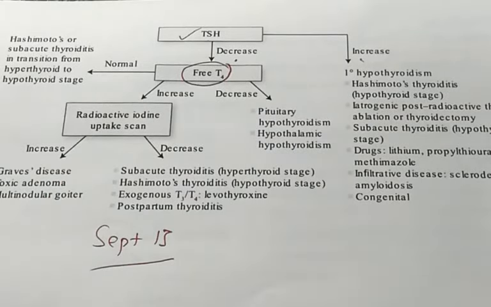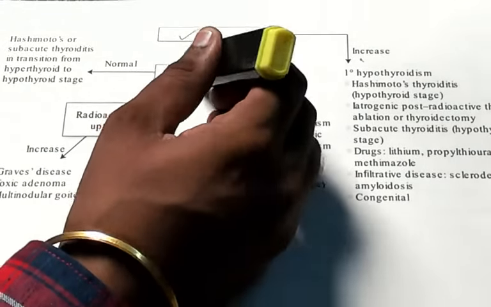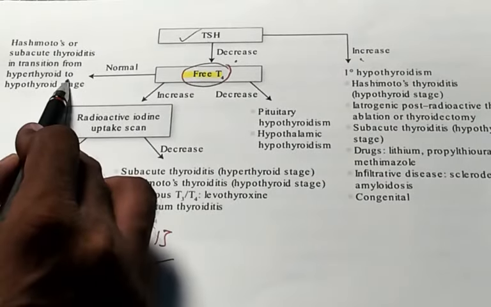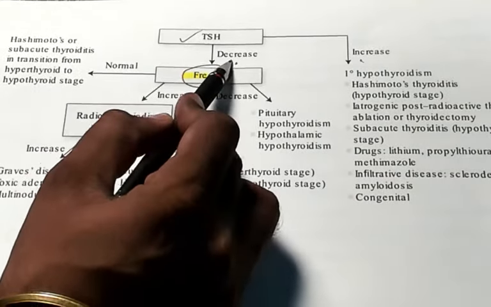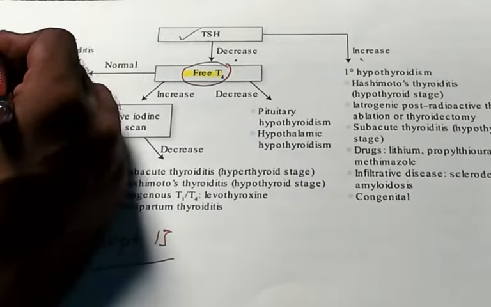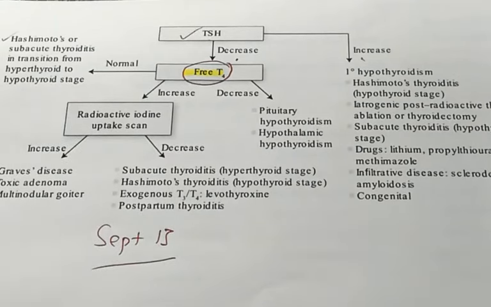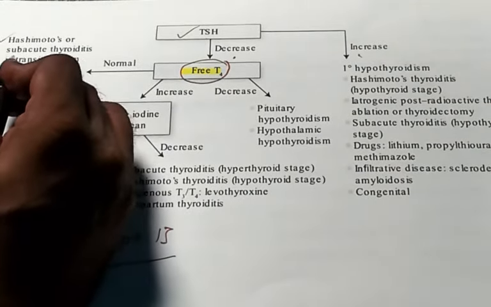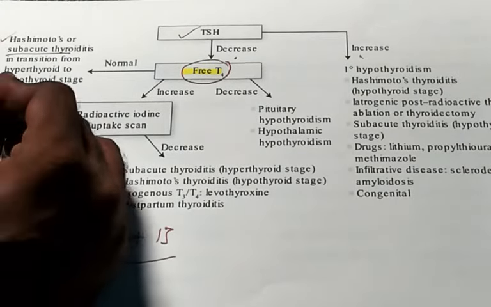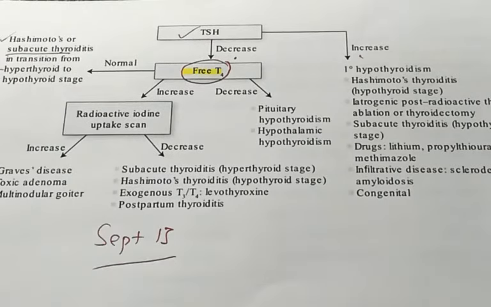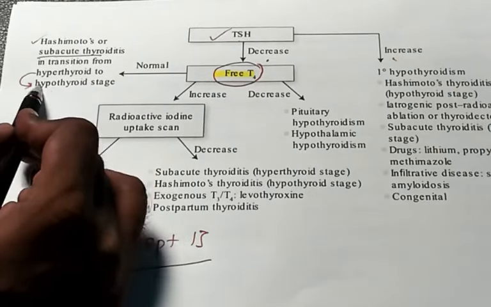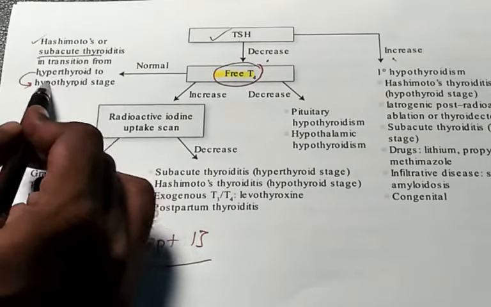What is the evaluation we need to do? Free T4. So once you do the free T4, suppose if the free T4 is normal, still TSH is decreased, then what are the possibilities that come to your mind? Hashimoto's thyroiditis is one important entity. Subacute thyroiditis, which is in a transition from the hyperthyroid towards hypothyroid stage. In subacute thyroiditis, you have both the phases, hyper initially, then hypothyroid.